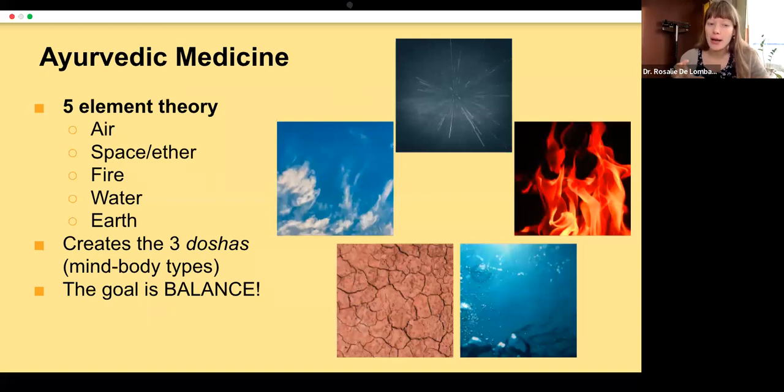All of these 5 elements combine together to make what are known as the 3 doshas, a term I'll use over and over again. Doshas just means a mind-body type. So instead of just thinking about health as a physical body, the doshas offer a way to think about health from the mind-body perspective combined. The goal of Ayurveda is balance. I'll remind you of this again and again. The goal is to balance all of the elements and all 3 doshas. Any questions so far?